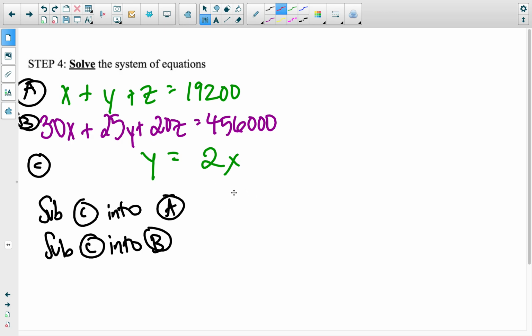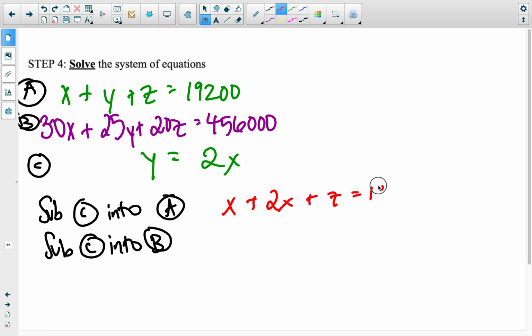Okay. So if we do sub C into A, we'll end up with, I'll write this up for you, x plus, change colors, x plus, instead of y, I'm going to write 2x.